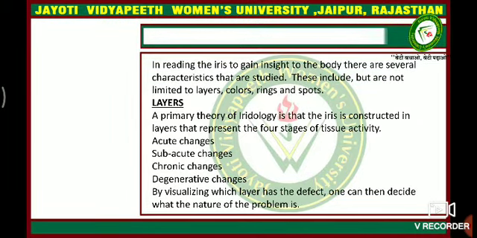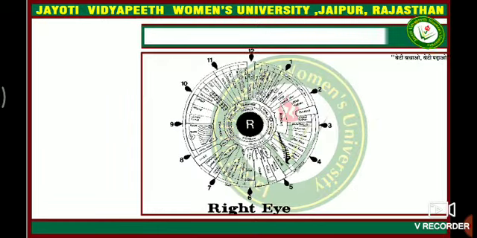So when you read the iris, there are several characteristics that are studied. That includes not only the layers, but also colors, rings and spots. There are several layers that represent the 4 stages of tissue activity: acute changes, subacute changes, chronic changes and degenerative changes. By visualizing which layer has the defect, one can decide what the problem is.